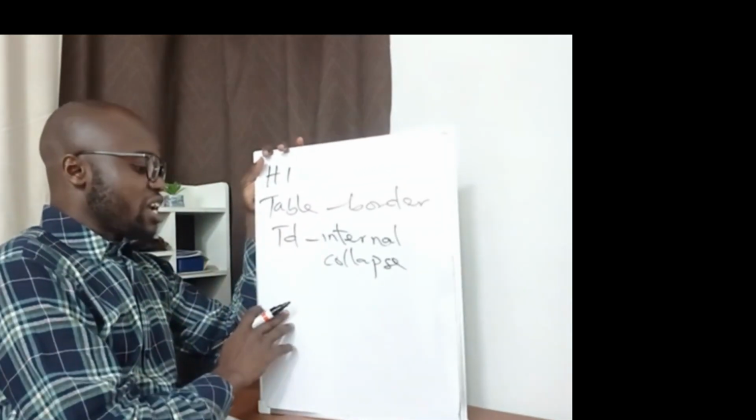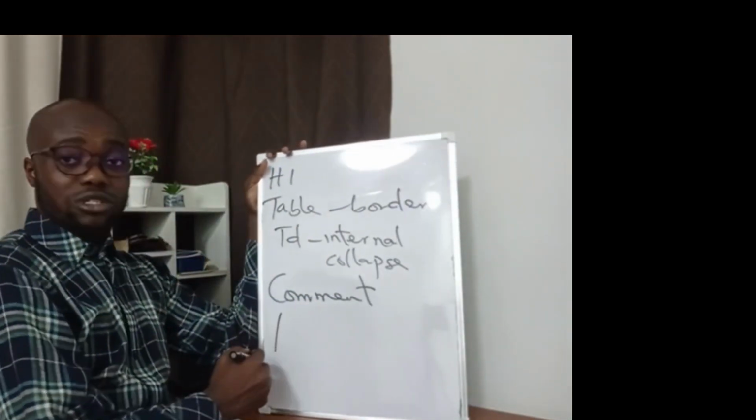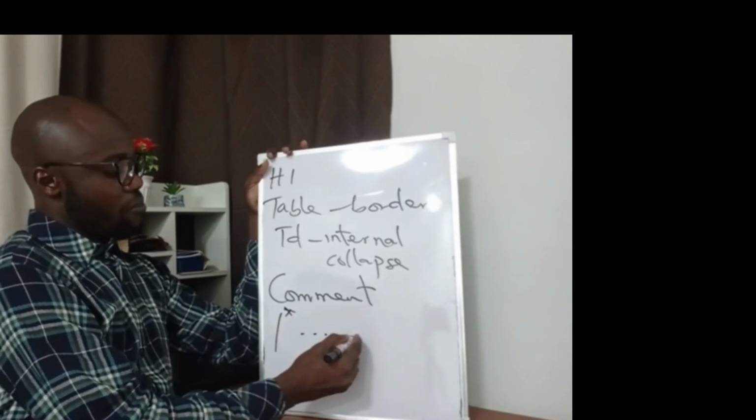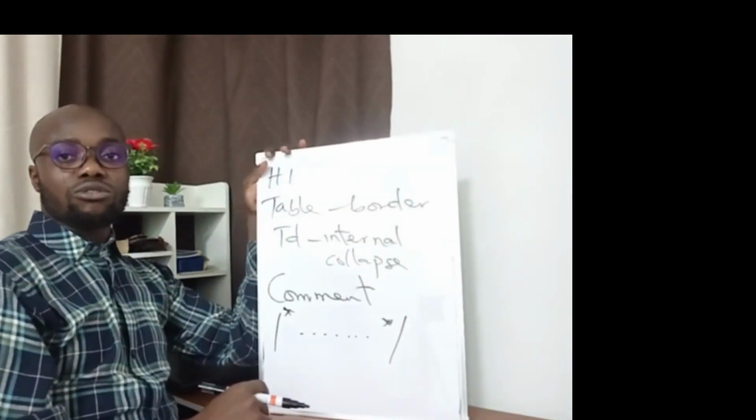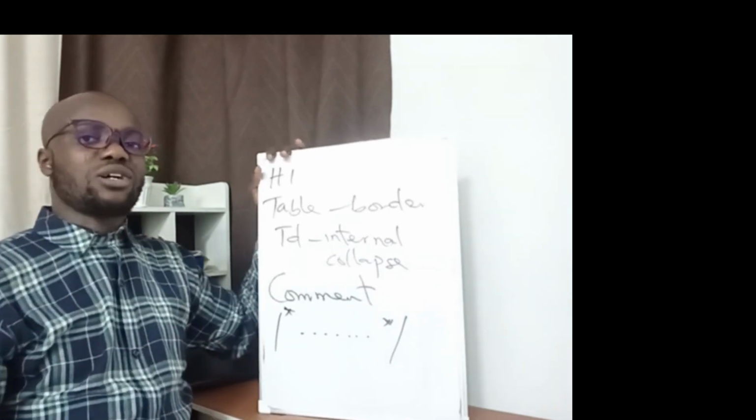And finally is the comment. Of course, to do comments in CSS is very easy. All you need to do is have your slash, then star, and you write blah blah blah, then you have star again, and slash. So this is how to do comments in CSS. So do not forget this. This is all you need to know as far as CSS is concerned.